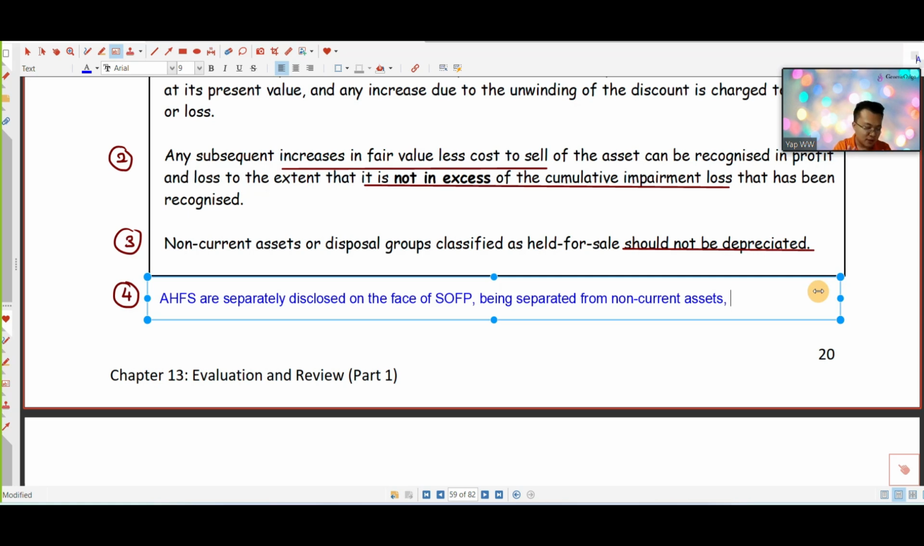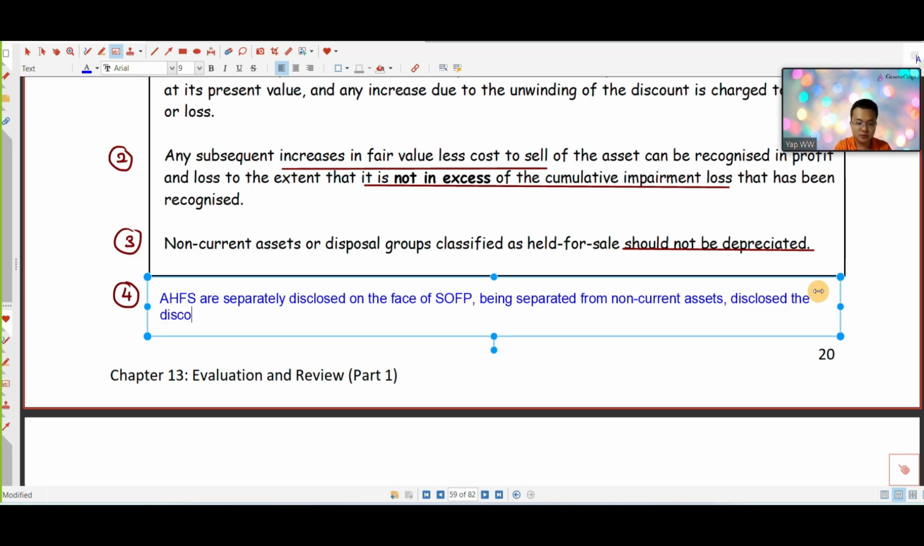And these accounting standards also require us to disclose the discontinued operations, including the expected timing when the entity stopped their operations, and also a description of the disposal group.